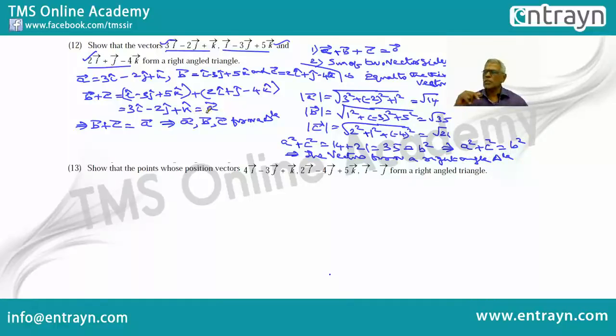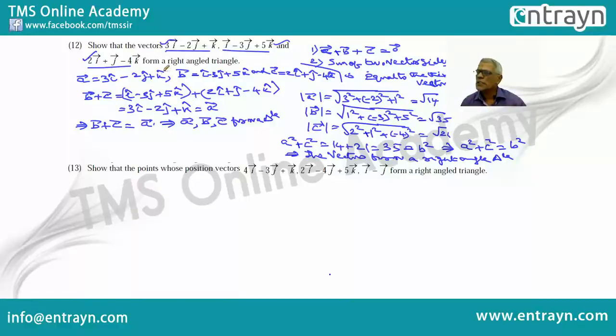Sir, we can also do this in a different way. We have proved that the three vectors form a triangle. Since the three vectors form a triangle, in order to prove that the vectors form a right angled triangle, take dot product and prove that it is equal to 0. Clear, my dear students? Like that also we can prove it.